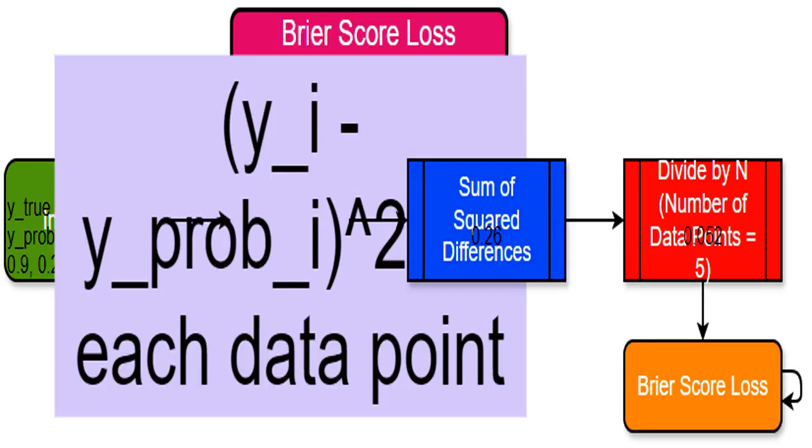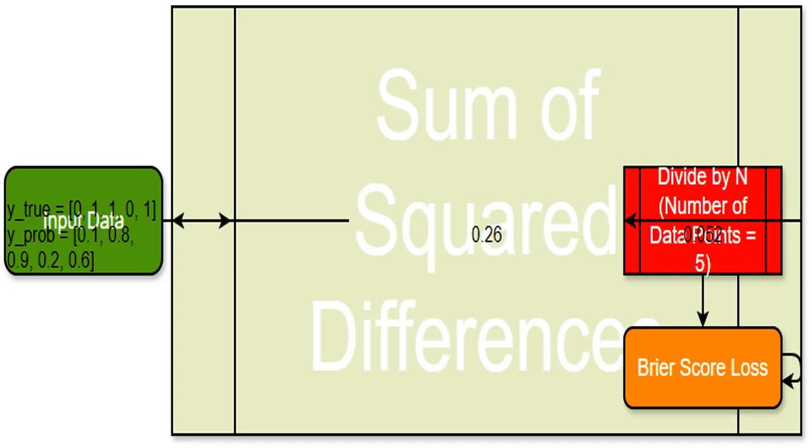I add up all those squared differences from the previous step. This gives me a total measure of the model's overall error. It's like accumulating all the individual prediction errors to get a big picture of how well or poorly the model performs. To get an average error across all predictions, I divide the sum of squared differences by the total number of data points, which is 5 in this case. This averaging step gives a single number representing the average error per prediction.